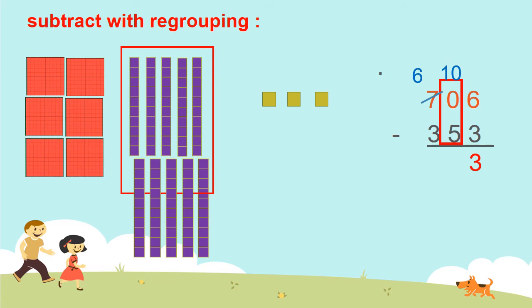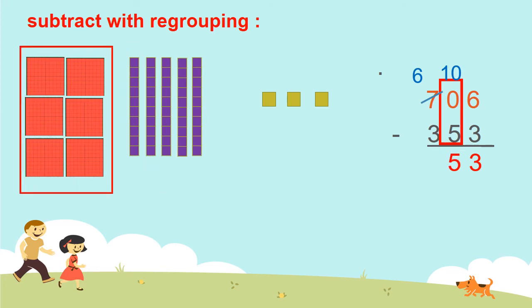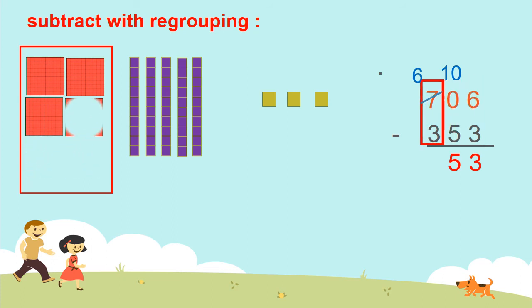Now can I take the 5 that I wanted? Yes, 10 minus 5 is 5. 1, 2, 3, 4, and 5. Okay, now we go to the 100. I have 600, so I'm going to take away 3. Look at that, I took 3 out, so I am left with 3. So 6 minus 3 is 3. Good job.